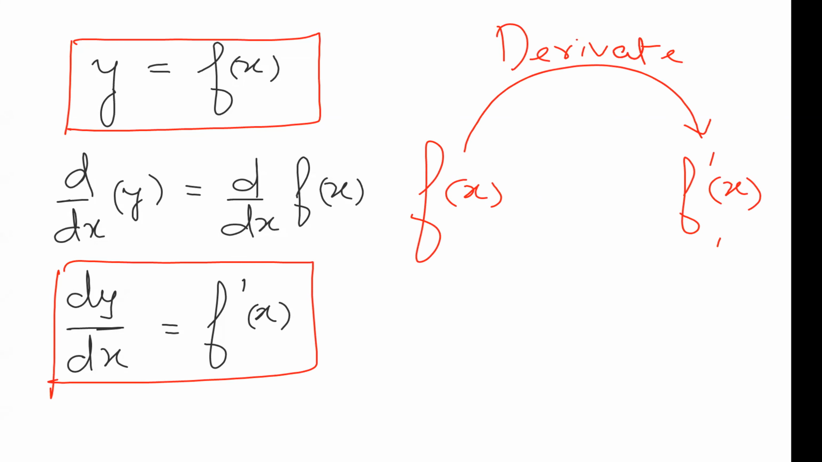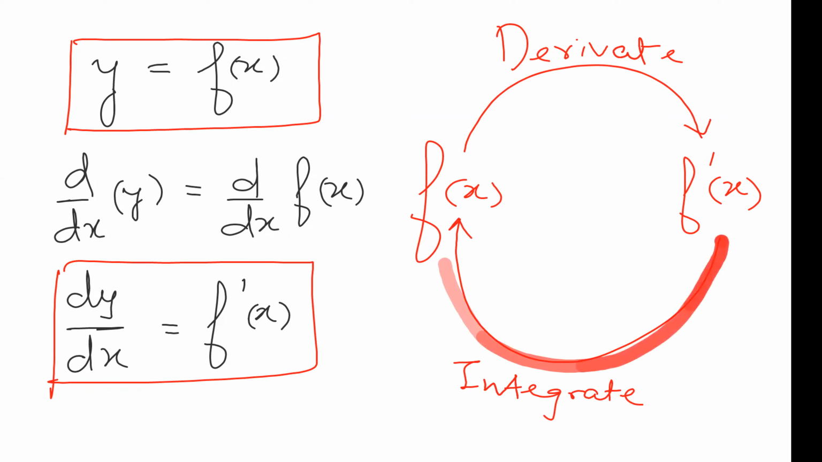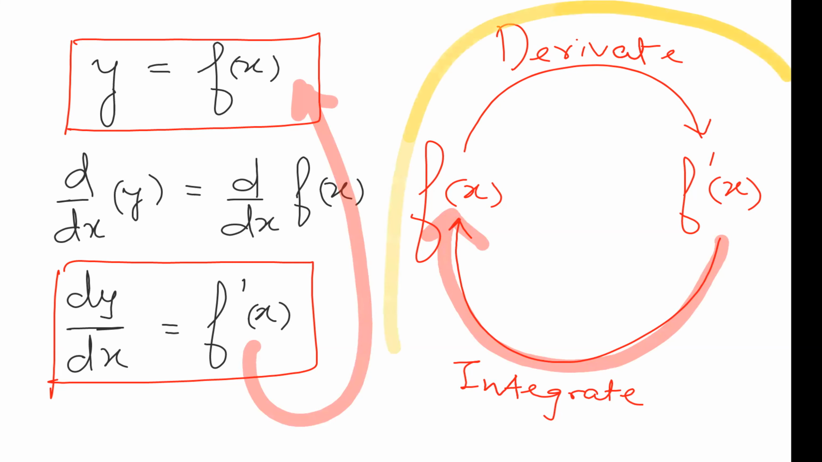And from f dash x, if we are supposed to come back to f of x, we are supposed to integrate. If you want to come back to the original function from here to here, we'll have to integrate. I hope this is clear. So those who intend to copy something, just copy this part.